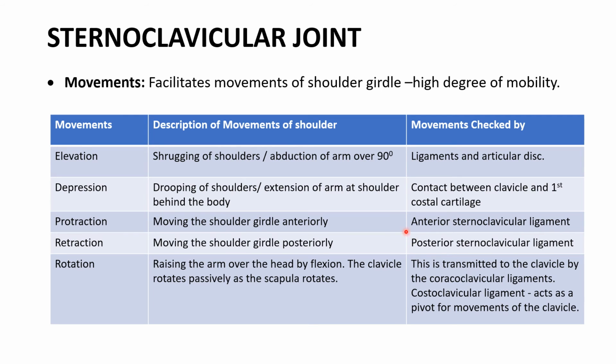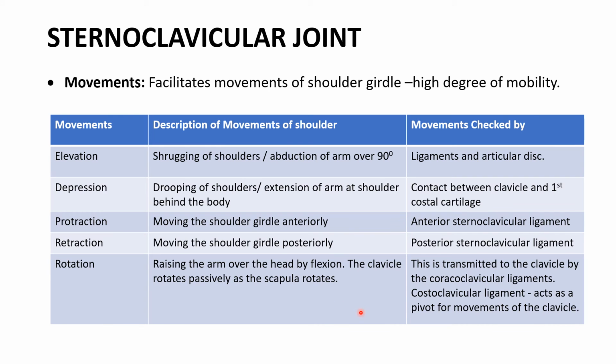Protraction is an anterior movement of the shoulder girdle, which is checked by the anterior sternoclavicular ligament. Retraction is the posterior movement of the shoulder girdle, and it is checked by the posterior sternoclavicular ligament.